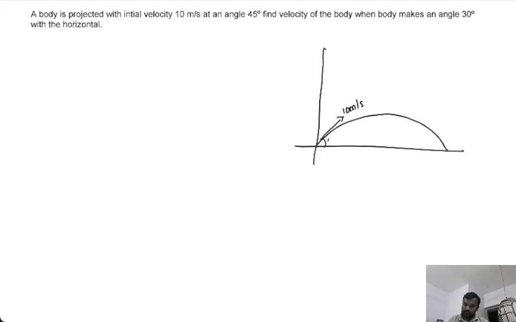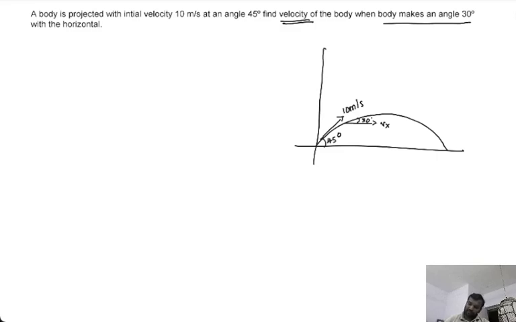Next, a body is projected with initial velocity 10 meter per second at an angle 45 degrees. Find the velocity of the body when the body makes an angle 30 degrees with the horizontal. So in the question, they are asking to find the velocity of the body at the time it makes 30 degrees.